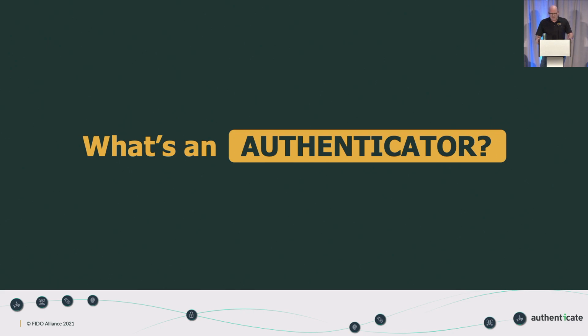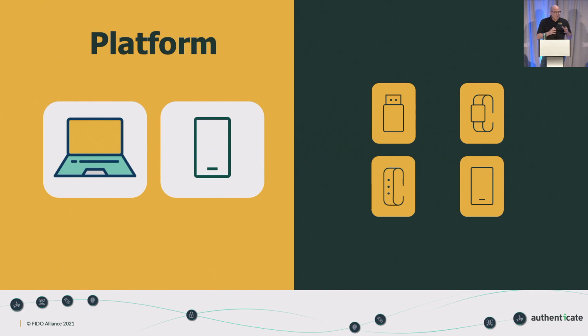And then I talked about the authenticator. Well, what exactly is that? What does it actually look like? So I said it's this thing that sits in between. Well, what is that thing? Generally it can take two different forms. There's what we call the platform authenticator, and those are the ones that are actually physically built into the device.